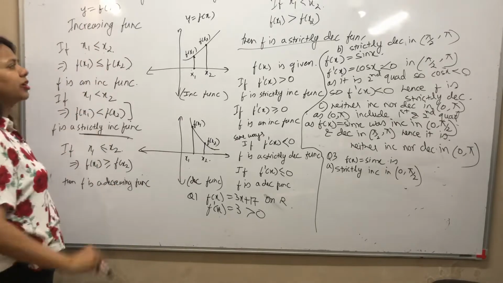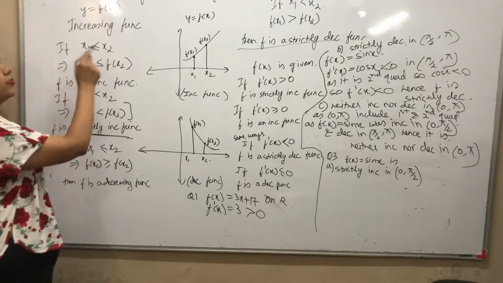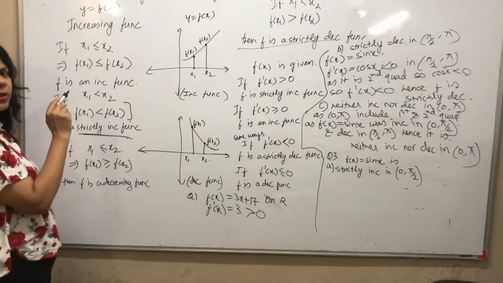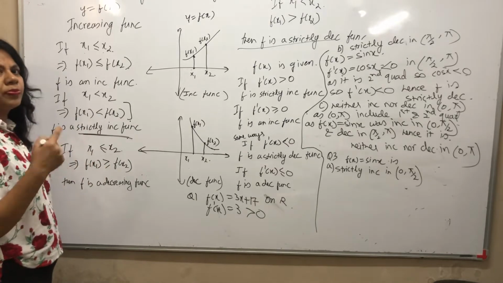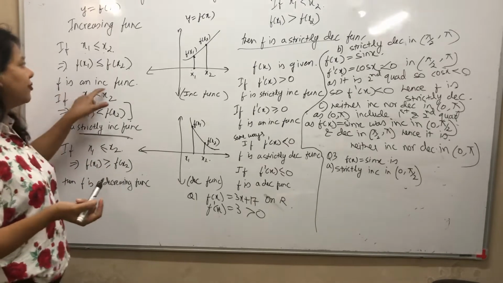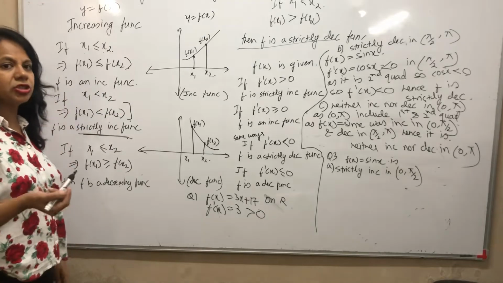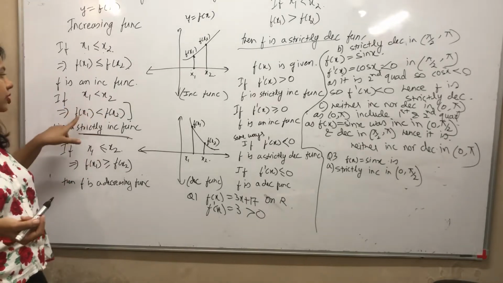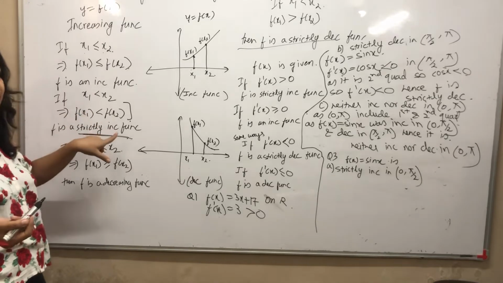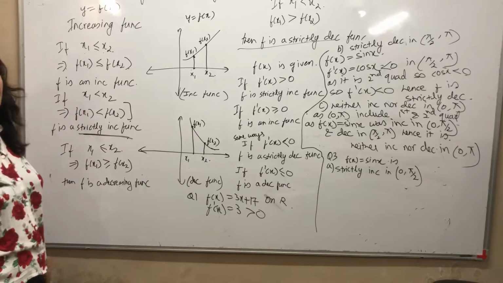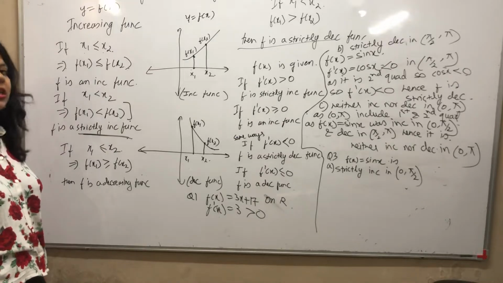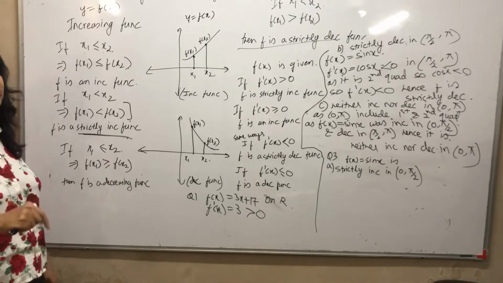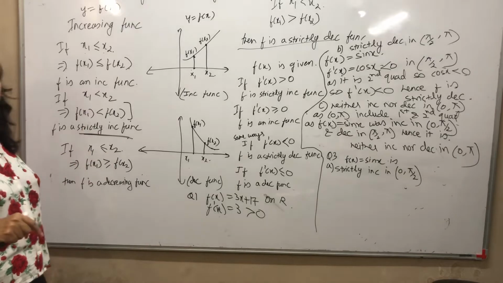If y is equal to f(x) is any function and if x1 is less than or equals to x2, then f of x1 is less than or equals to f of x2, then f is an increasing function. But if x1 is less than x2 and f of x1 is less than f of x2, then f is a strictly increasing function. It is what? A strict inequality. It is not less than equal to, it is only less than. It has to be strictly less than. So that is called a strictly increasing function.